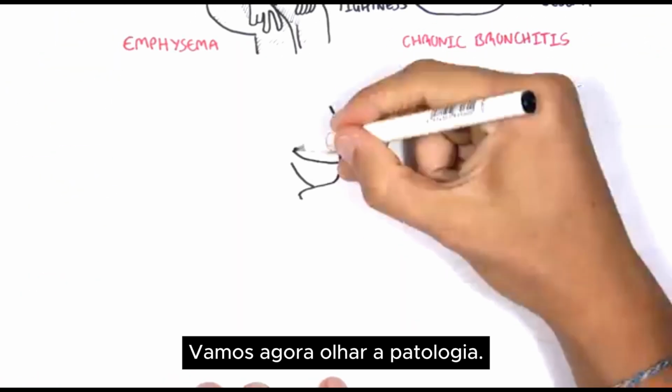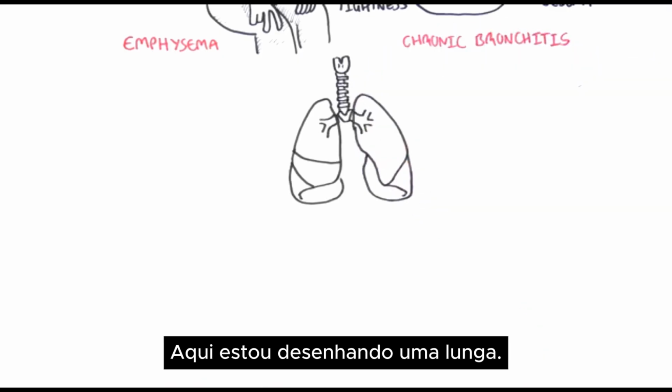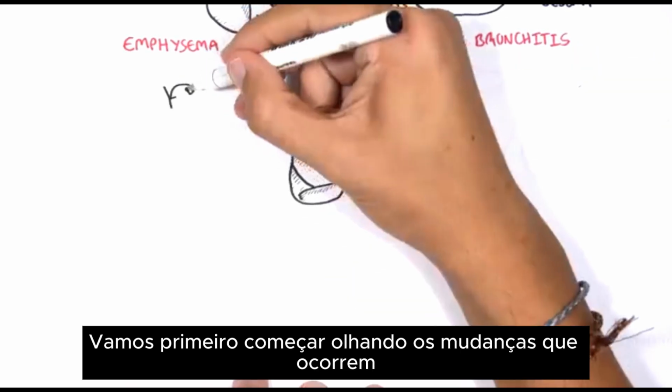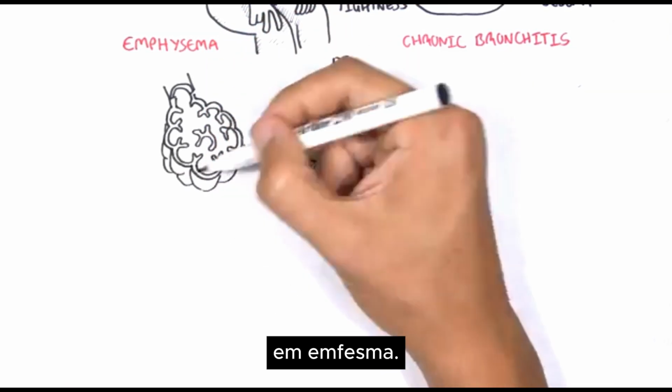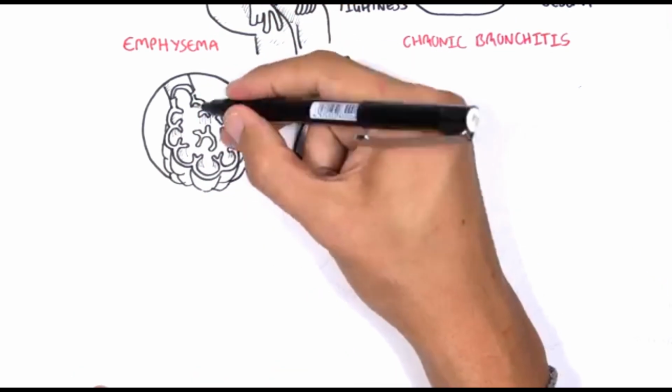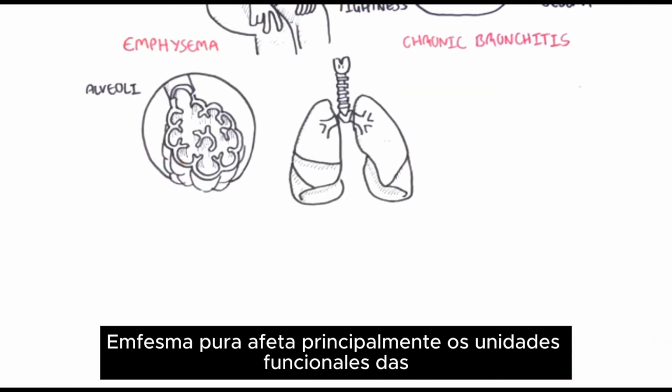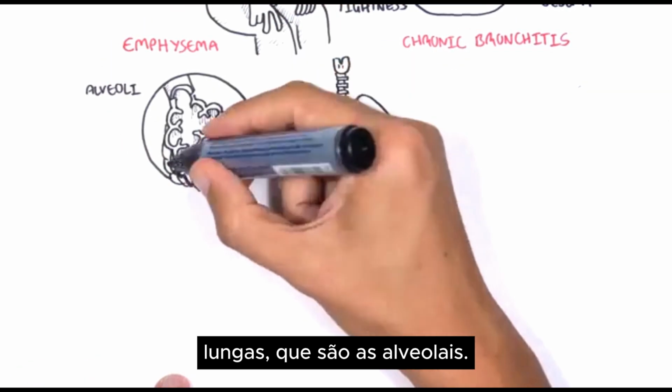Let us now look at the pathology. Here I'm drawing a lung. Let us first begin by looking at changes that occur in emphysema. Pure emphysema mainly affects the functional units of the lungs, which are the alveoli.